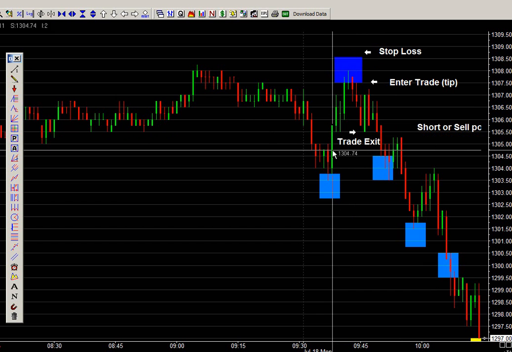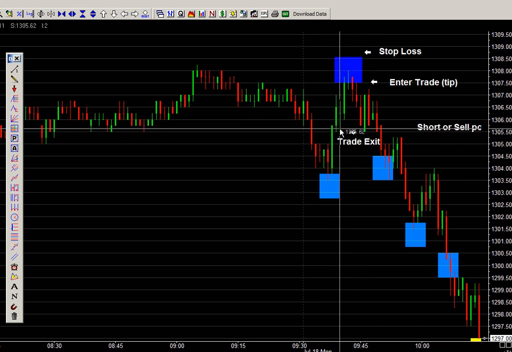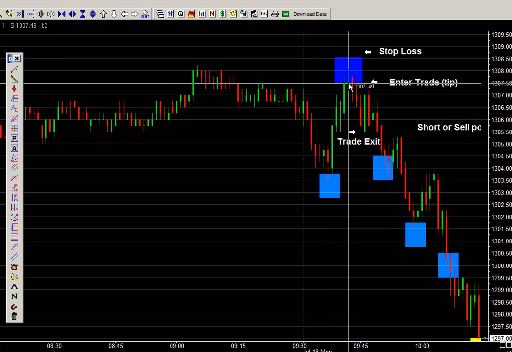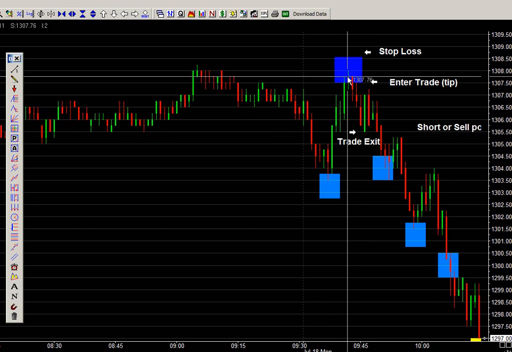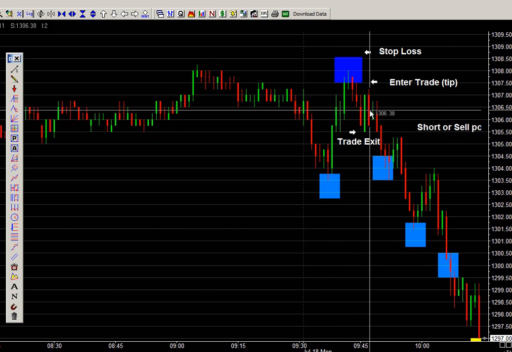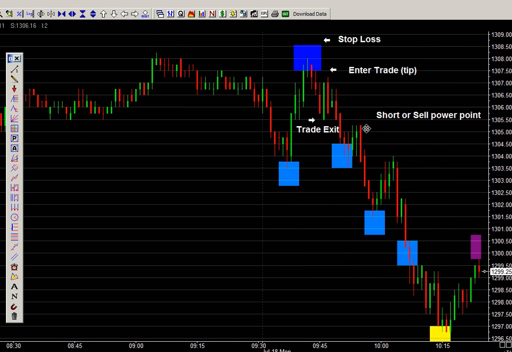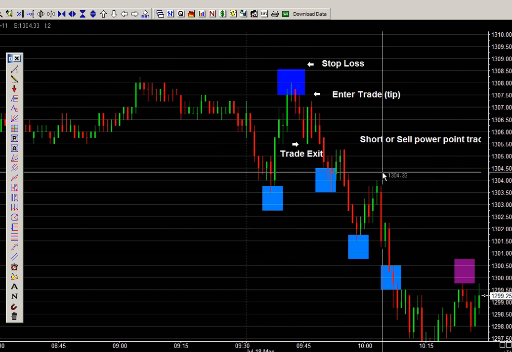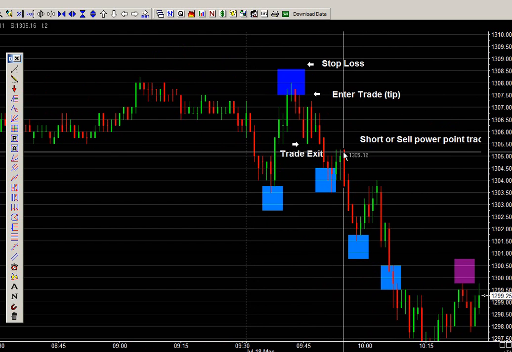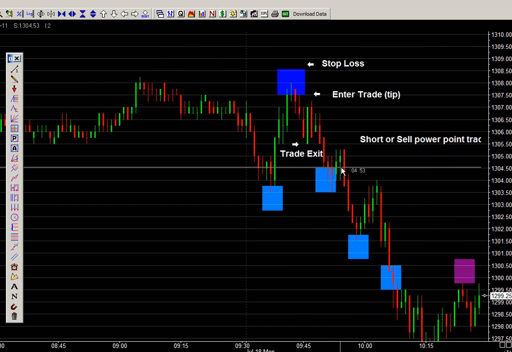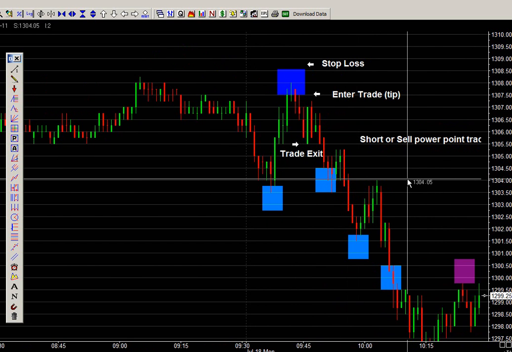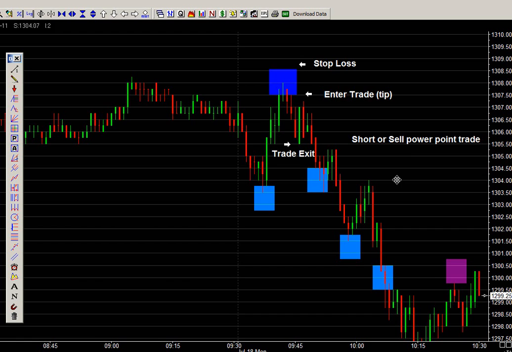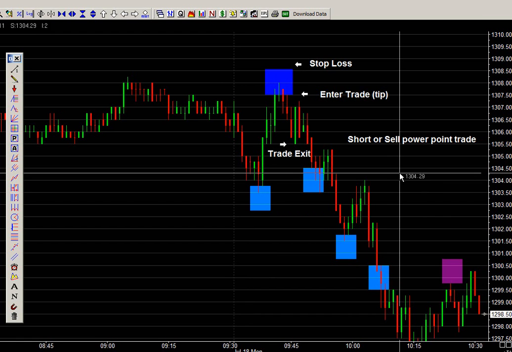So on a short or a sell PowerPoint trade, what we're looking for the market to do is come up, in this case, and hit the PowerPoint, even go in it a little bit, and then reverse and come back down. So that's a clear-cut setup of what we call a sell or a short PowerPoint trade. There's a select few that we'll be looking to take through the day, but basically every time the market comes and hits one of the blue boxes, which are the PowerPoints, we've got the opportunity to either buy off it or sell off it, depending which way the market's going. So that's just a really basic example.